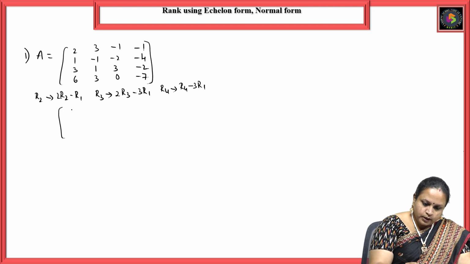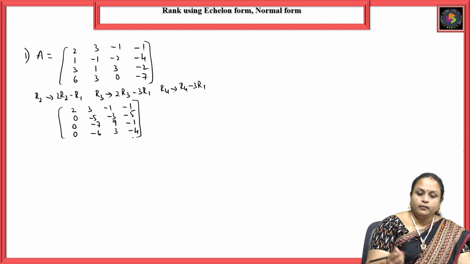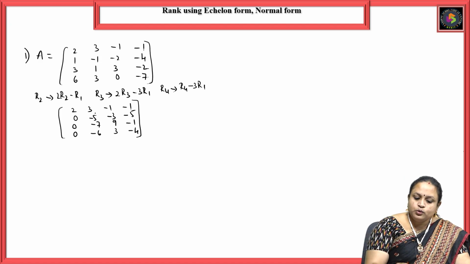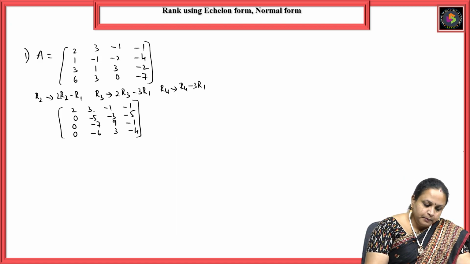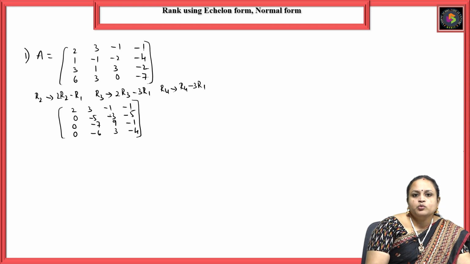So, we are getting 2, 3, minus 1, minus 1, 0, minus 5, minus 3, minus 5, 0, minus 7, 9, minus 1, 0, minus 6, 3, minus 4. Okay. Now, let us use column operations and then make these 3, minus 1 and minus 1 as zeros.